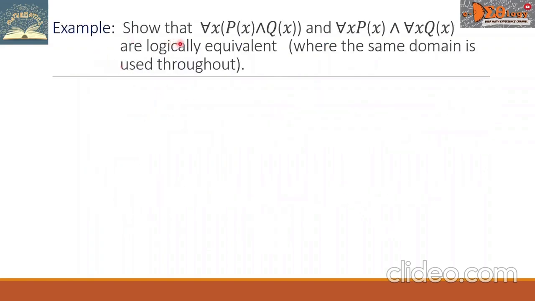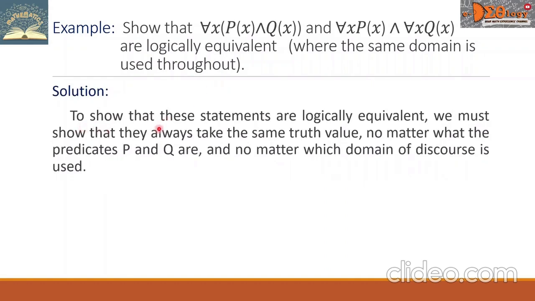Example: show that for all x, the conjunction P of x and Q of x, and for all x, P of x, and for all x, Q of x are logically equivalent, where the same domain is used throughout. To show that these statements are logically equivalent, we must show that they always take the same truth value no matter what the predicates P and Q are, and no matter which domain of discourse is used.